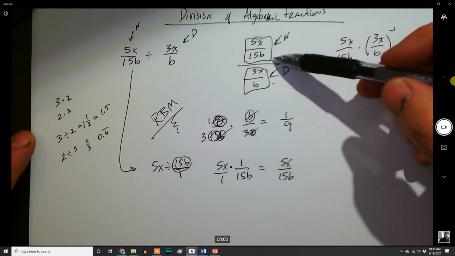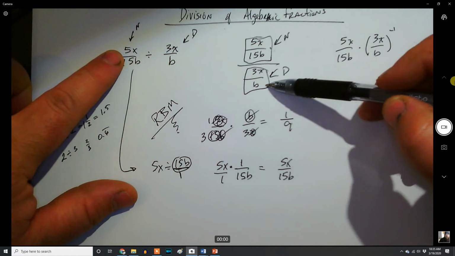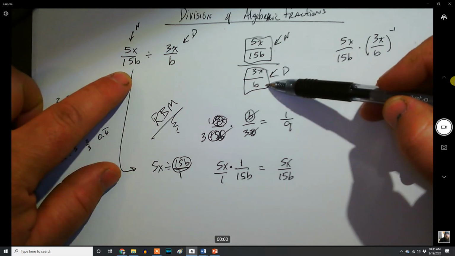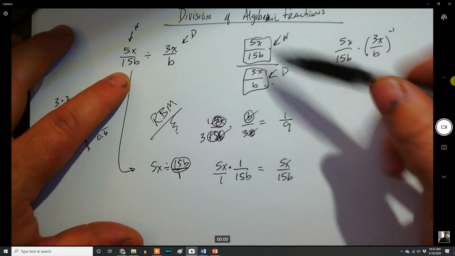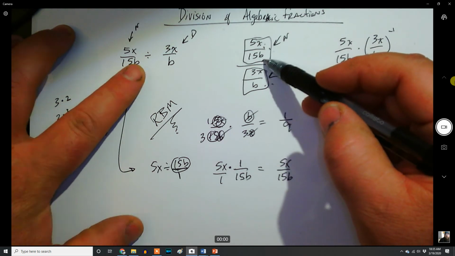Same thing here. It's just trickier because here the numerator is a fraction. Here the numerator was a single number. Here the denominator is a fraction. Here the denominator was a single number. So this means 5x over 15b divided by this.